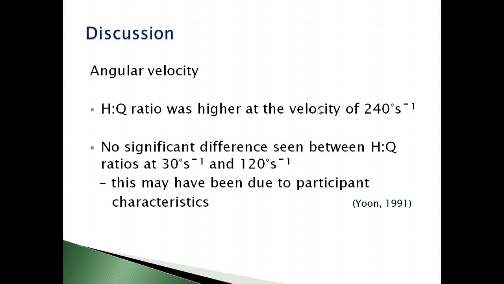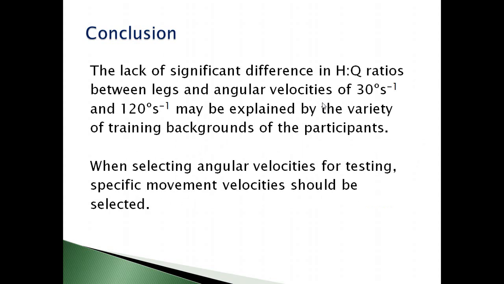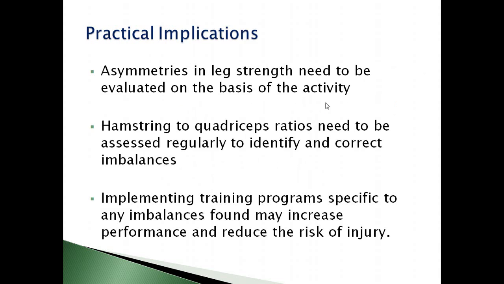A previous study, finding a similar result, hypothesized that this may have been due to the participant characteristics, which may explain the results seen in this study also. In conclusion, the lack of significant difference in HQ ratios between legs and angular velocities of 30 and 120 degrees per second may be explained by the variety of training backgrounds of the participants. When selecting angular velocities for testing, specific movement velocities should be selected.